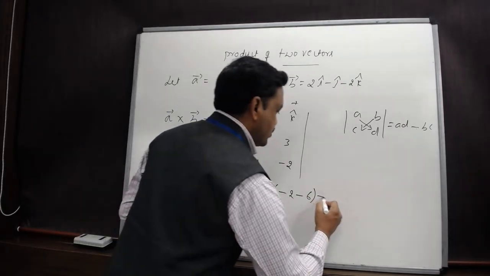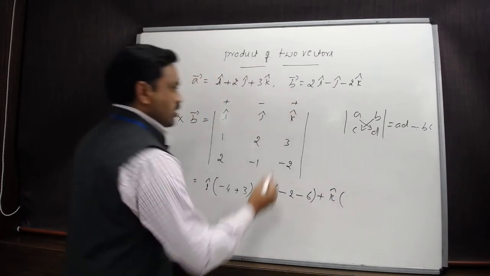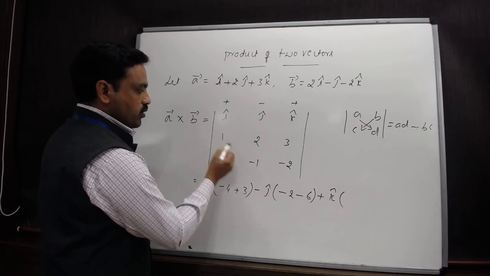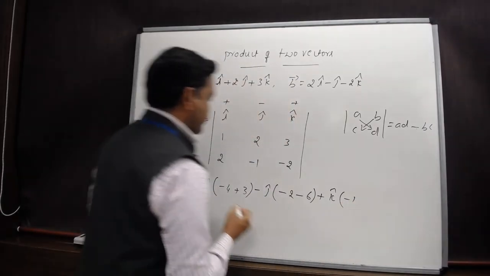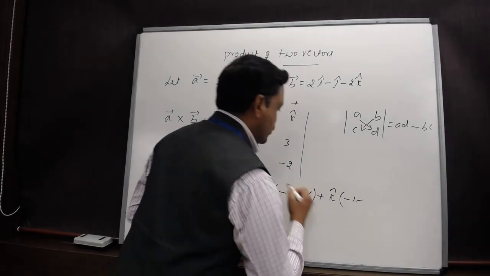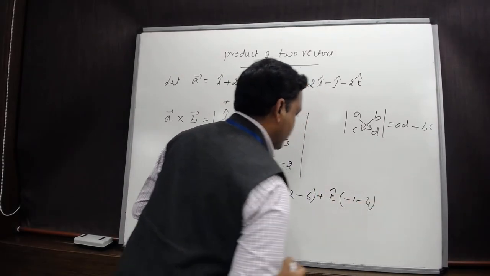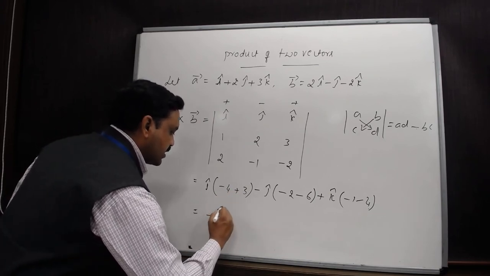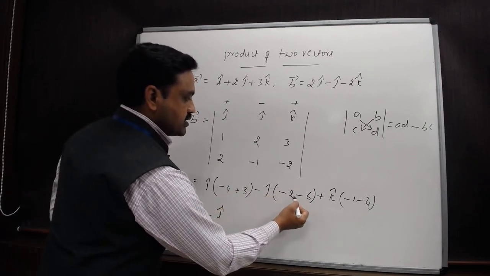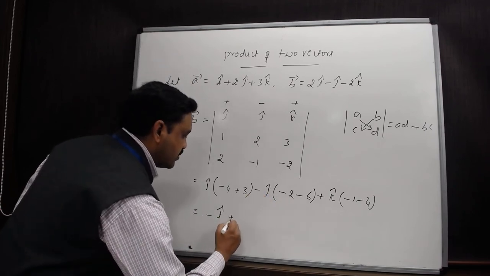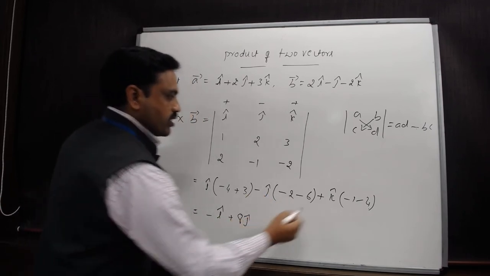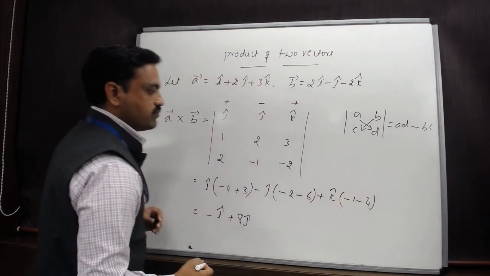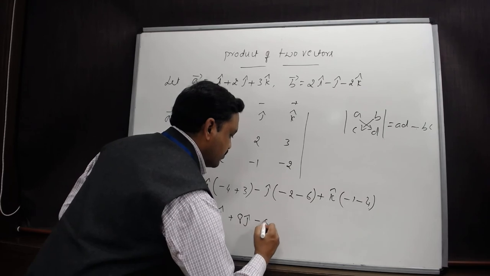And the last term, plus k cap into, particular column, particular row, you leave it. You will get 1, 2, 2, minus 1. 1 into minus 1 is minus 1. Minus 2 into 2 is minus 4. So finally this becomes minus 4 plus 3, that is minus i cap. Minus 2 minus 6 is minus 8. Minus into minus, plus 8j cap. And here minus 1 minus 4, minus 5. That is plus into minus, minus 5k cap.